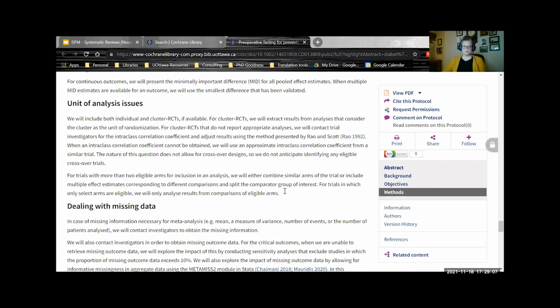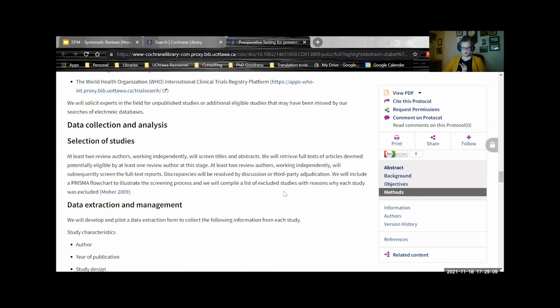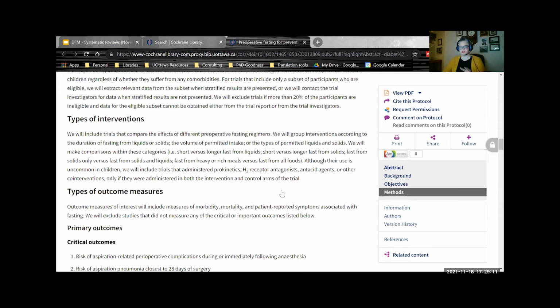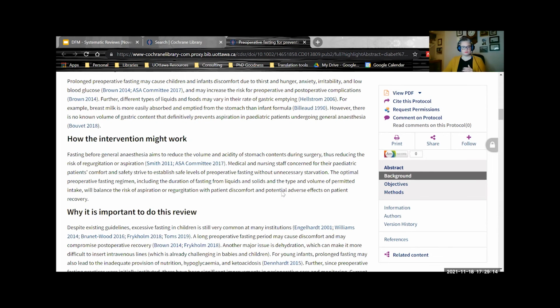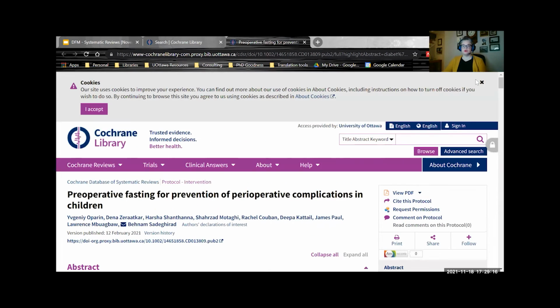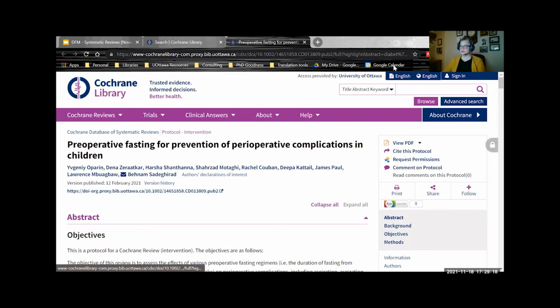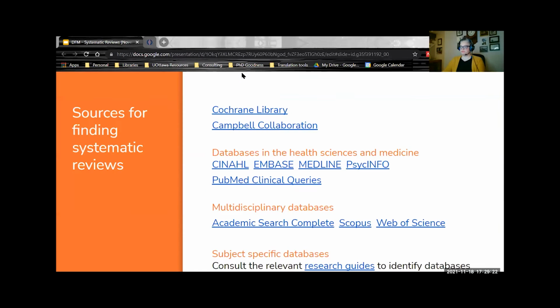Not all of your protocols have to be this detailed. This is a Cochrane protocol, so it's expected to be this detailed. But there are other protocols that we will see that do not have to be that detailed. But I just wanted to give you a feel in Cochrane for what it would look like.